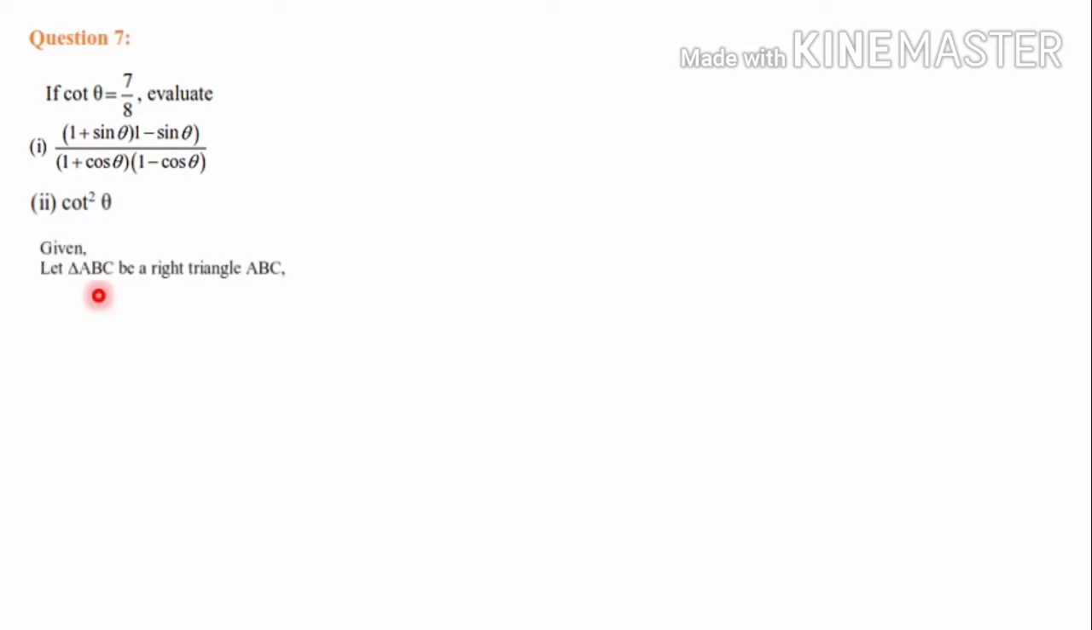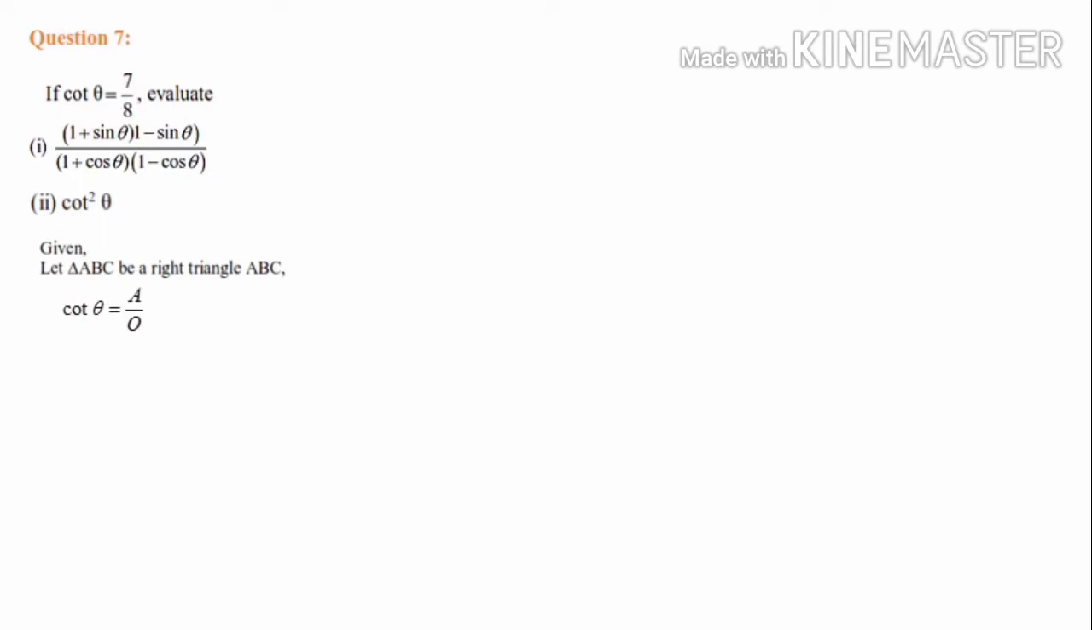Move on to question number 7 of exercise 8.1. The question is, if cot theta equal to 7 by 8, evaluate. First question, (1 plus sine theta) into (1 minus sine theta) divided by (1 plus cos theta) into (1 minus cos theta). And the second question, cot square theta. So here, consider a right triangle ABC and the given trigonometric ratio is cot theta. Cot theta is equal to 7 by 8.